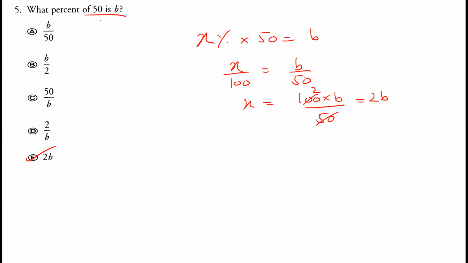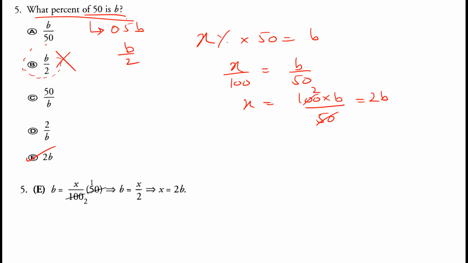Now, maybe most of the students might get this question wrong. What percent of 50 is B? Maybe immediately you might say it's 0.5B. 0.5B is B over 2. So you might select this option, which is actually wrong. So you need to read the question very carefully.